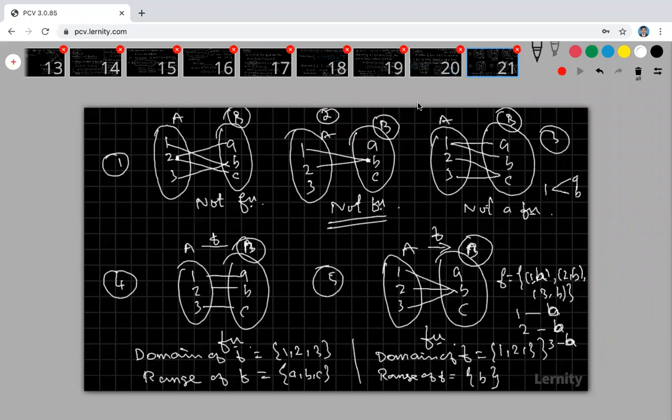The reason is different. For the first one, not a function, my reason is different. For the second one, not a function, my reason is different. Are you okay? Are you okay, Kanna?